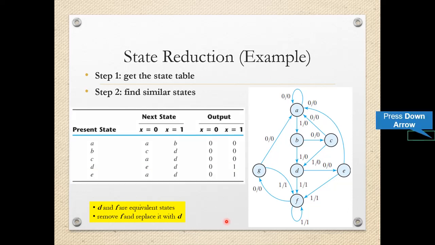So this will be the final table which will be obtained, in which we have replaced F by D, and this is the final state table. So we have reduced the number of states from 7 to 5. So now here we have only A, B, C, D, E. The functionality is not changed at all.